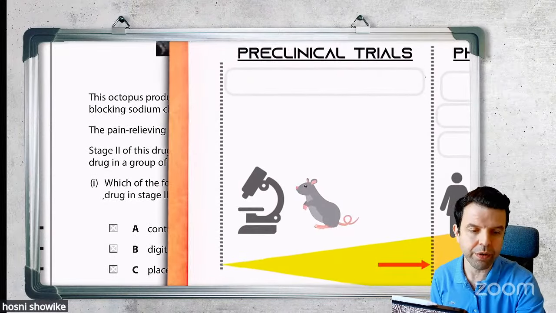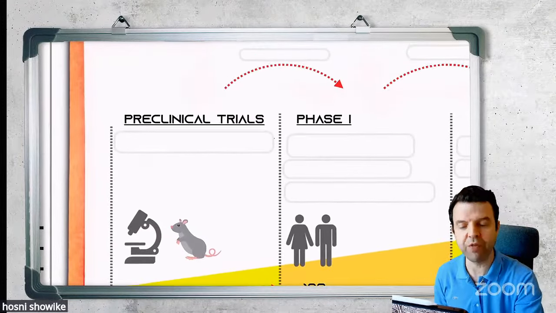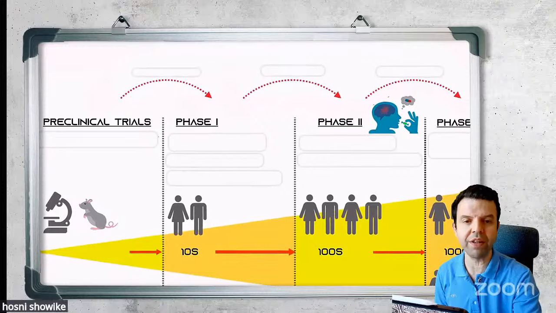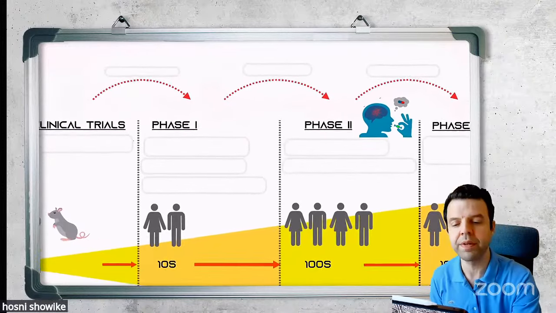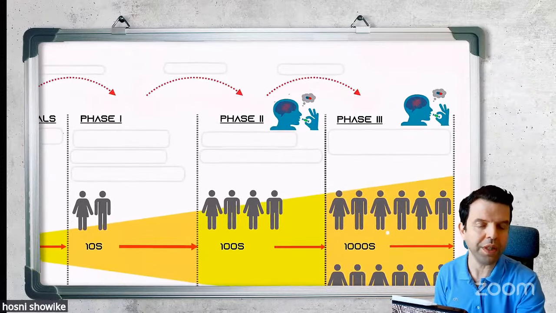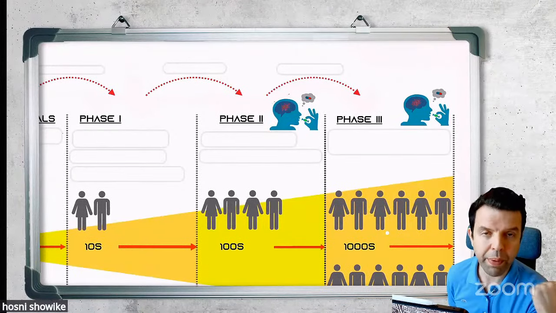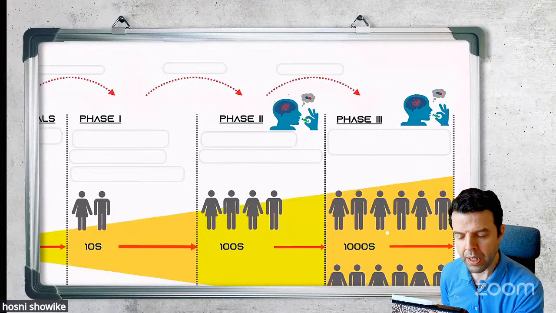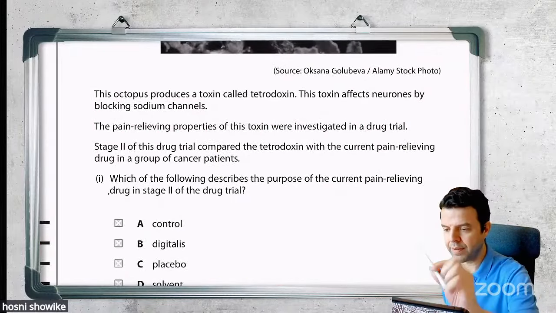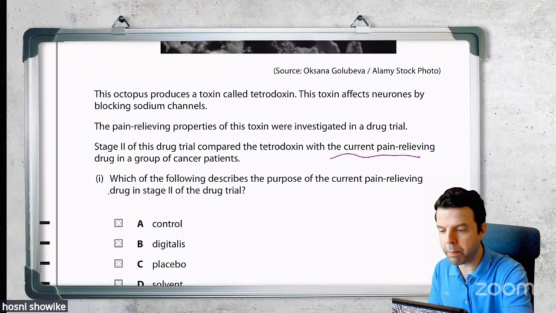You have the preclinical. Here, you're just testing toxicity. You have phase 1 when you're checking for side effects. You have phase 2 when you are actually trying to see the effect on a large sample size. Here I'm doing double-blind trials. Phase 3, I do what? Phase 3, I am increasing the sample size, plus I am comparing it to an existing drug. Here it happens that they did, in stage 2 of the drug trials, compare it to a current pain relieving drug.